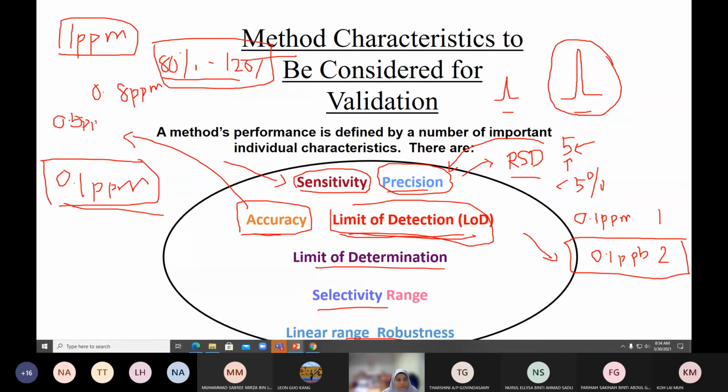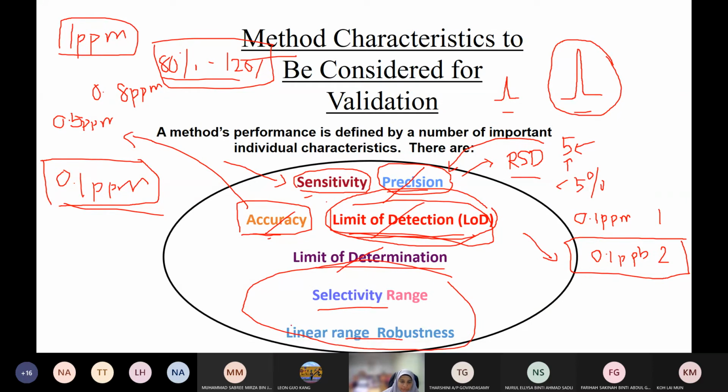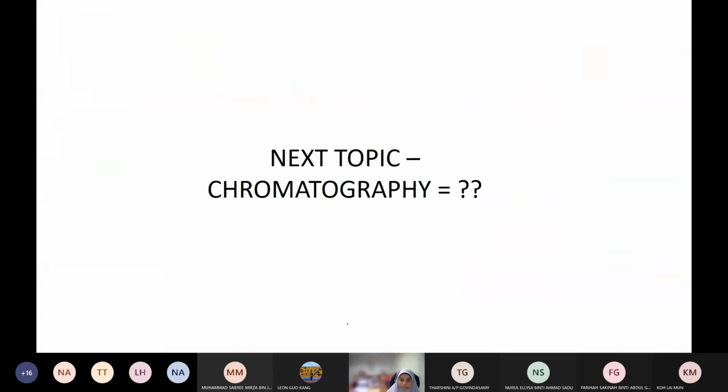So when you want to choose a method, consider all these things. You have to check the limit of detection, the accuracy, the sensitivity, the precision, and the rest also. You can read about the selectivity range and linear range. But normally we do precision, accuracy, limit of detection, limit of determination, and linear range. These are the calculations we always do for validation of the method, and then only can you apply it to real samples. So that's all from me.